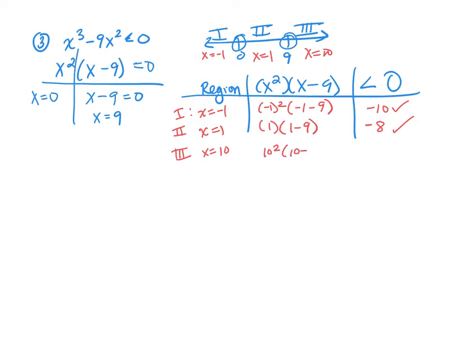10 squared, 10 minus 9, and that'll be 100. That does not work. So we have 2 solution sets here. We have region 1 and region 2. But because it's not equal to 0 here, it's just less than, you can't include 0. So when you write your solution, anything up until 0, so it's -infinity to 0, along with anything from 0 to 9. You can't go from -infinity to 9, and we say it's the union of that.